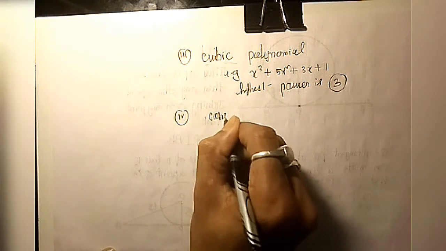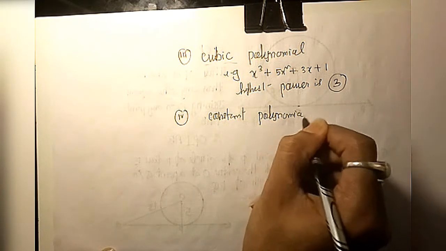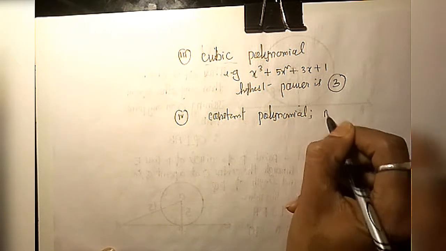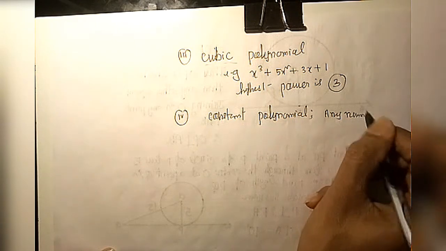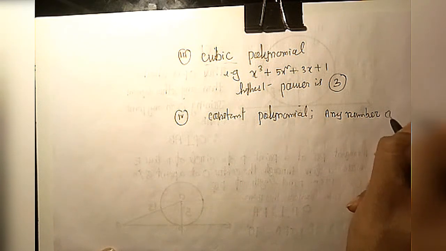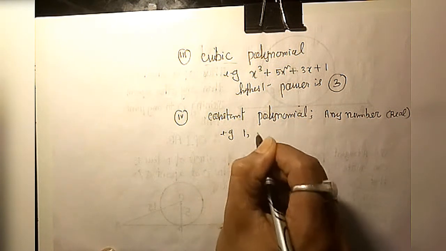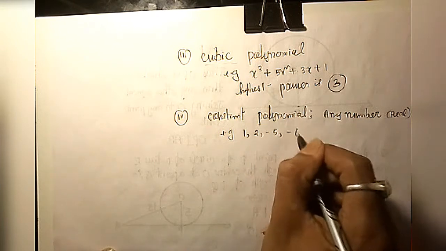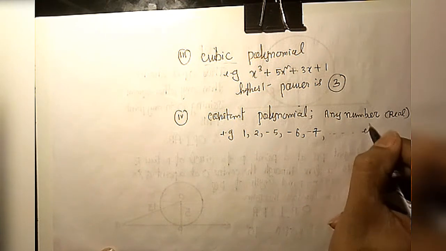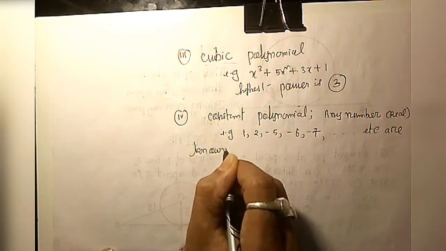Number 4, constant polynomial. Any real number we consider as a constant polynomial. For example, 1, 2, -5, -6, -7. All these are constant polynomials. So any real number is known as a constant polynomial.